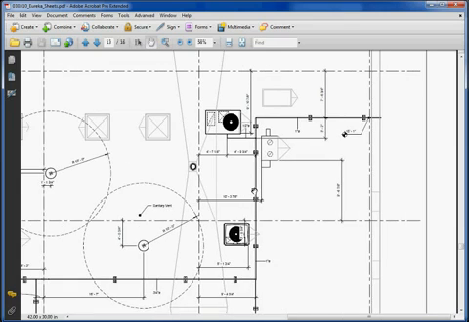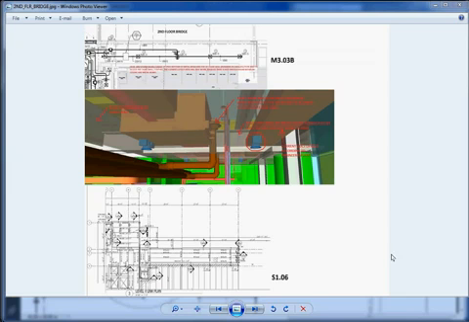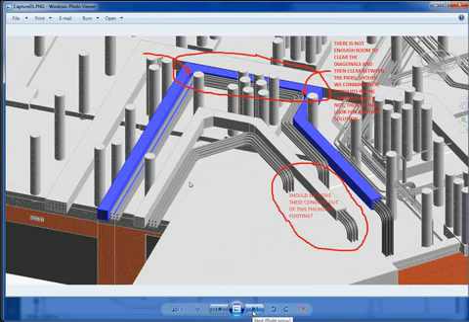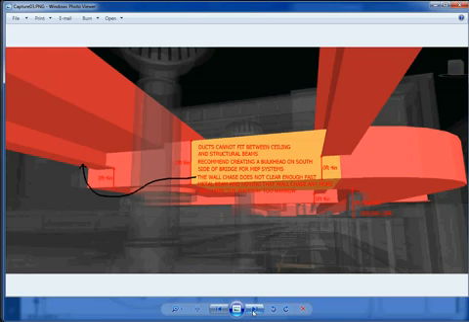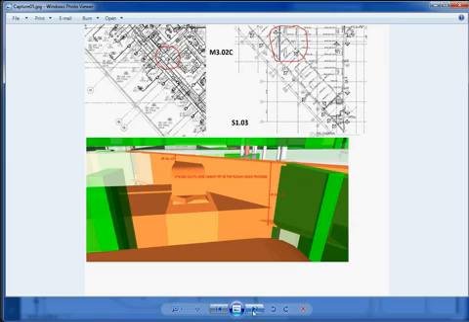One is a 4-story, 110,000 square foot educational building for a community college, which originally contained over 5,000 clashes. The other project is a 3-story, 145,000 square foot hospital, which originally contained over 6,000 clashes.